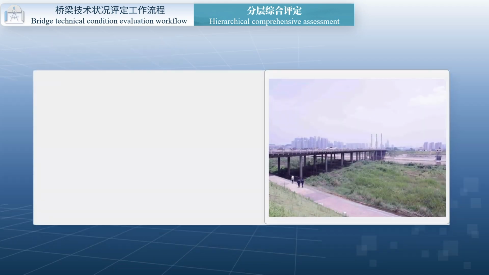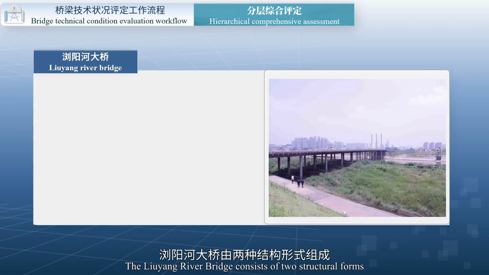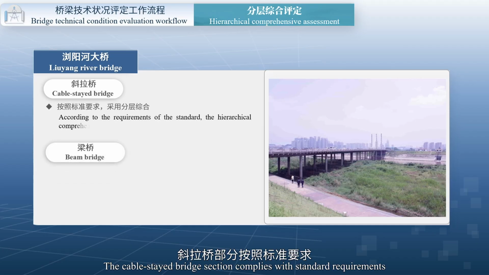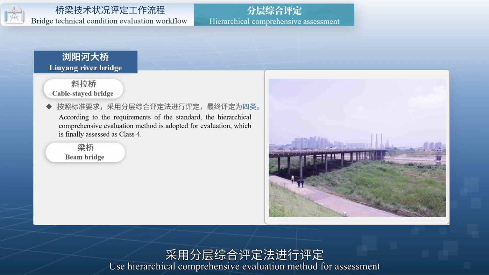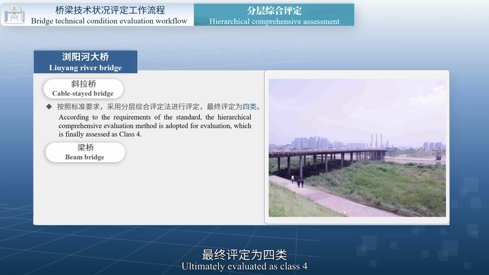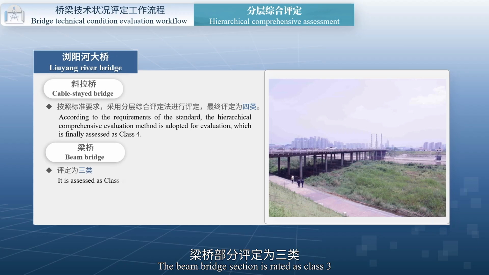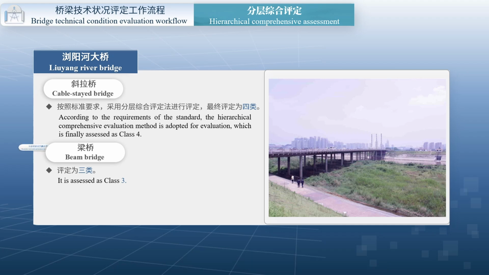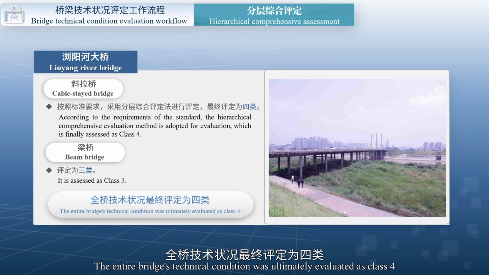For example, the Liuyang River Bridge consists of two structural forms, respectively cable-stayed bridge and beam bridge. The cable-stayed bridge section complies with standard requirements. Use hierarchical comprehensive evaluation method for assessment, ultimately evaluated as Class 4. The beam bridge section is rated as Class 3. Combine evaluation results of cable-stayed bridges and beam bridges. The entire bridge's technical condition was ultimately evaluated as Class 4.